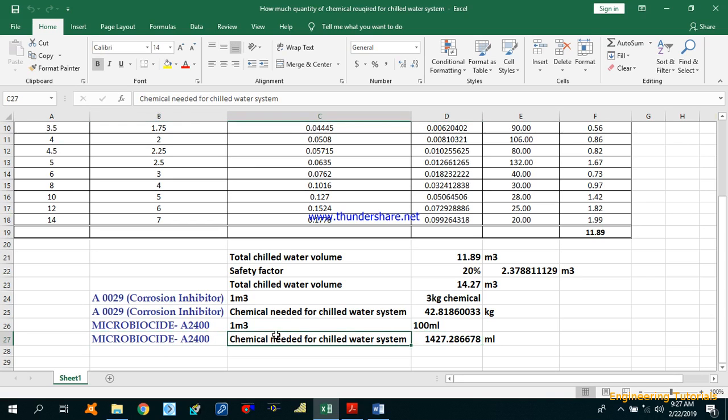So this is how you can calculate the quantity of the chemical required for the chilled water system, and we are using these dosing pumps to supply these chemicals into the chilled water system.